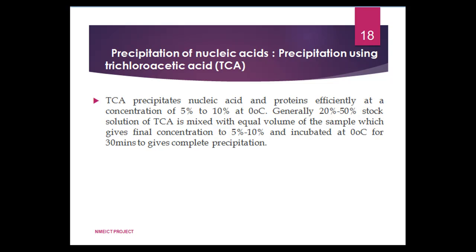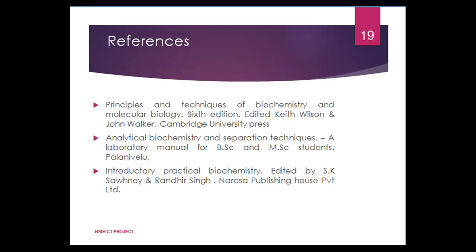Trichloroacetic acid precipitates nucleic acids and protein efficiently at a concentration of 5% to 10% at 0 degrees centigrade. Generally, 20% to 50% stock solution of TCA is mixed with equal volume of the sample, which finally gives you the concentration of 5% to 10%, and then incubate at 0 degrees centigrade for 30 minutes to give complete precipitation.